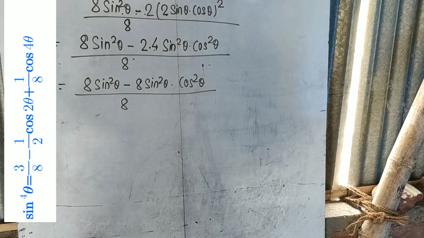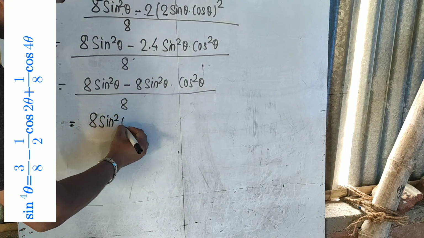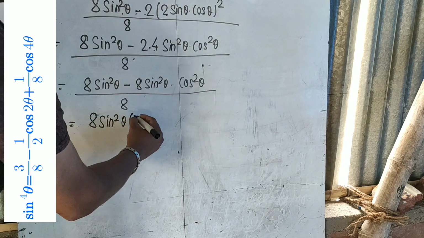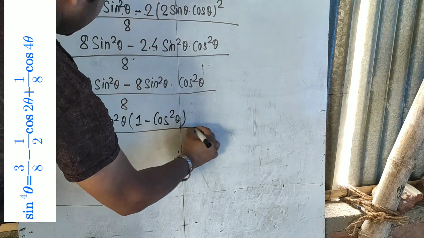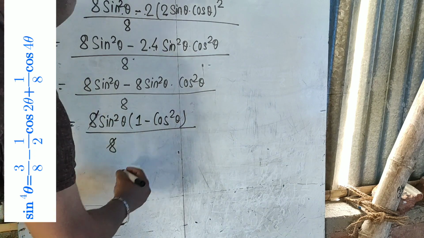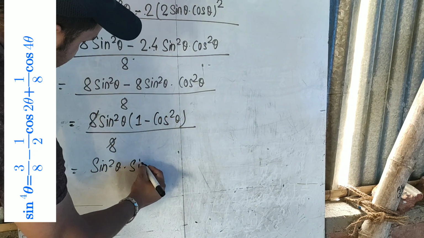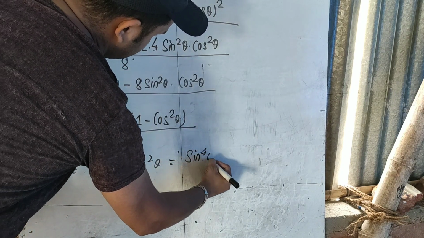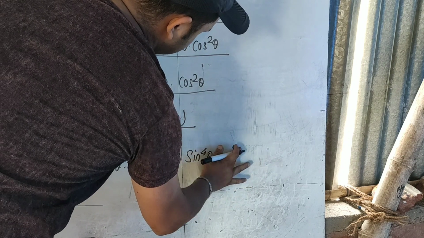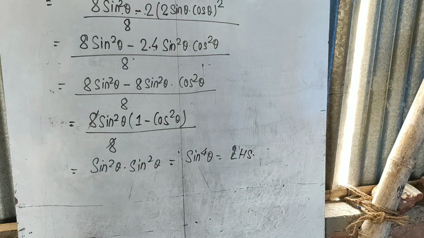Now from this part I am solving it further. You have 8 sine square theta common. Now you have 1 minus cos square theta divided by 8. 8 and 8 cancel. You have sine square theta. Now 1 minus cos square theta is also sine square theta. Sine square theta into sine square theta gives you sine power 4 theta, which is our left hand side. So this is the next way of proving the same question.